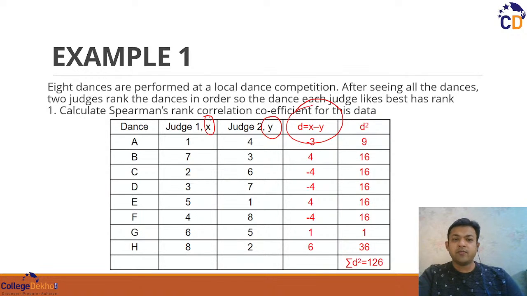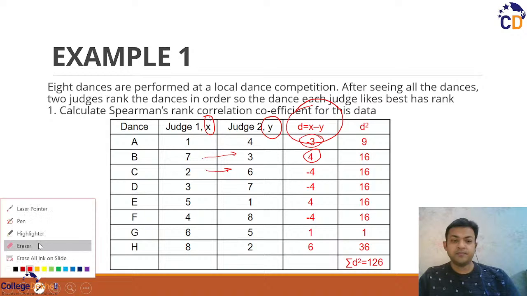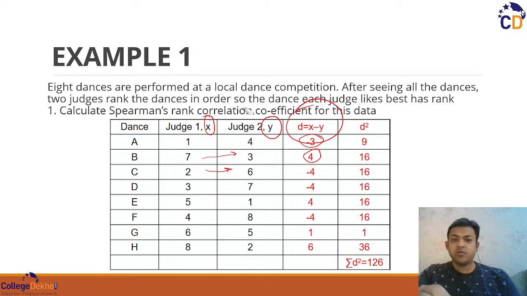How do we calculate? Very simply, 1 negative 4 which is negative 3. 7 difference 3 which is 4. 2 negative 6 which is negative 4, and so on. That is how we calculate the values of D. I hope this part is clear to everyone.